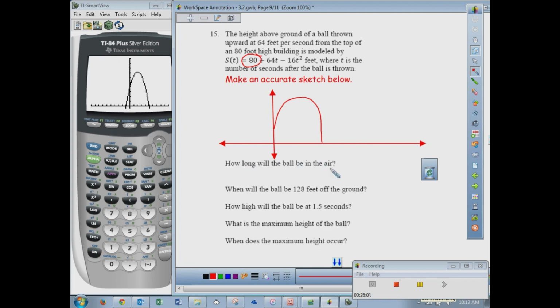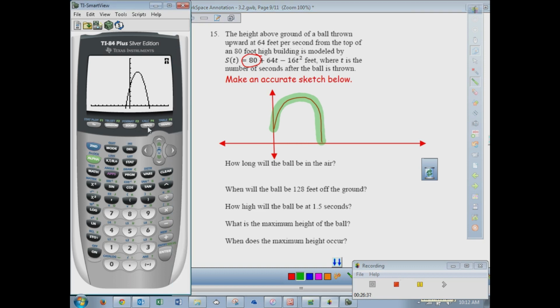It says, how long will the ball be in the air? Well, check it out. Didn't it go from here? It's in the air, in the air, in the air. No longer in the air because it hit the ground right there, correct? Let's figure out where it hit the ground right there. That is an x-intercept, right? It's a root or a 0.